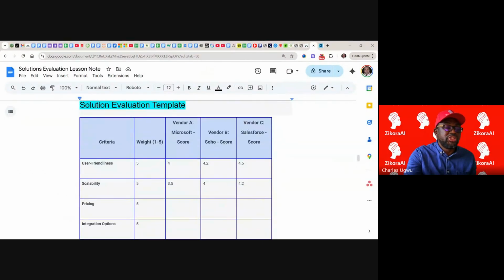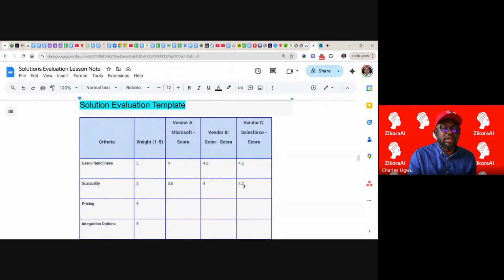For instance, using these first two criteria, you see here, we can say we are going to weigh everything on a scale of 1 to 5. We score vendor A 4, we score vendor B on user friendliness 4.5, and then on vendor C, these are CRM systems, we score 4.5. Then we come again to scalability. Vendor A, which is Microsoft, is scoring 3.5. Vendor B, which is Zoho, is scoring 4, and vendor C, which is Salesforce, is scoring 4.2.